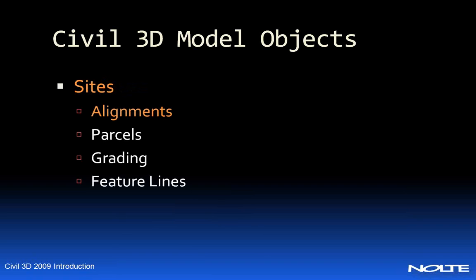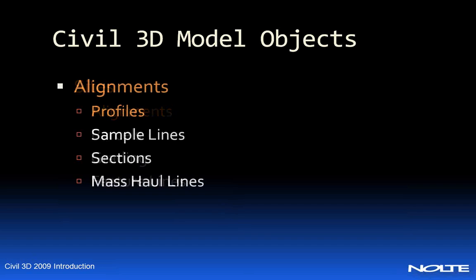We're going to look at sites just briefly, mainly just to introduce the concept of what a site is and explain how the objects within a site interact with each other. And a site can contain alignments, parcels, grading objects, and feature lines. And the way these work is all of these elements will interact with other elements within the same site. So we can use sites to kind of manage our data and control how these interactions take place. And we'll hopefully cover that in a little bit more detail as we progress today.